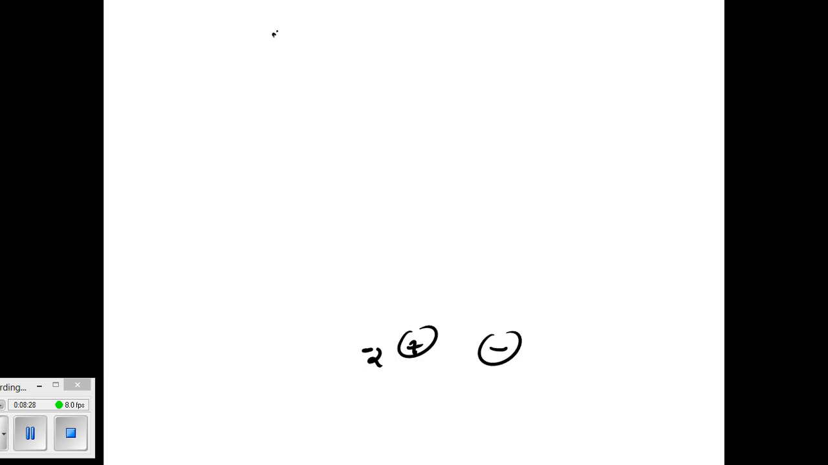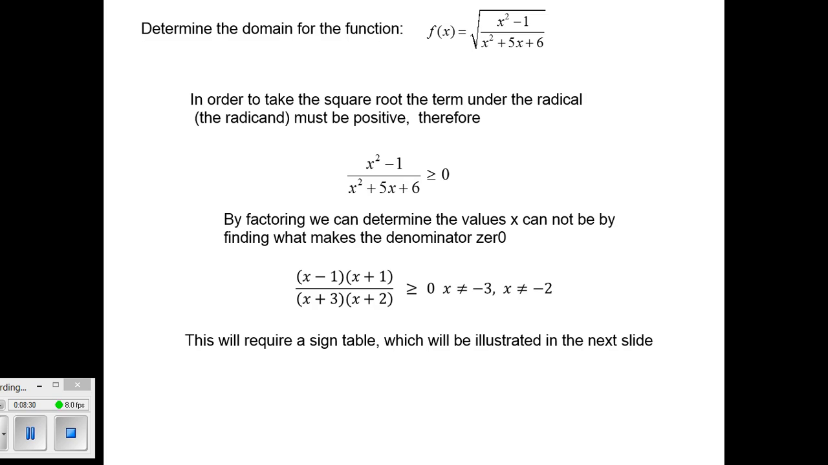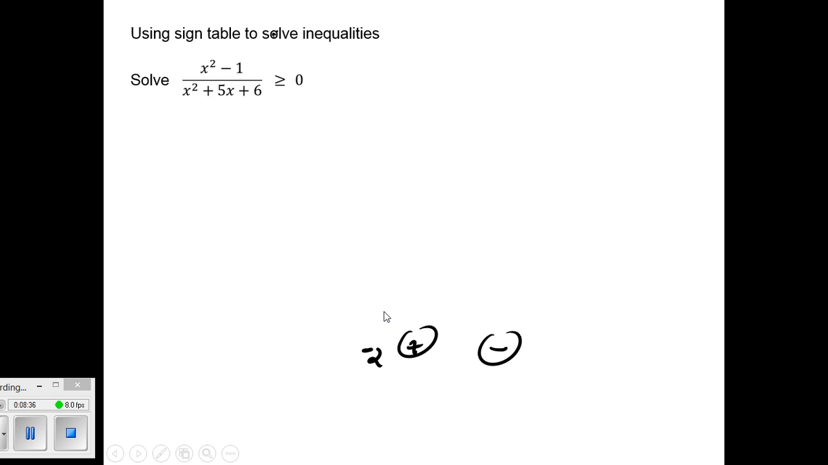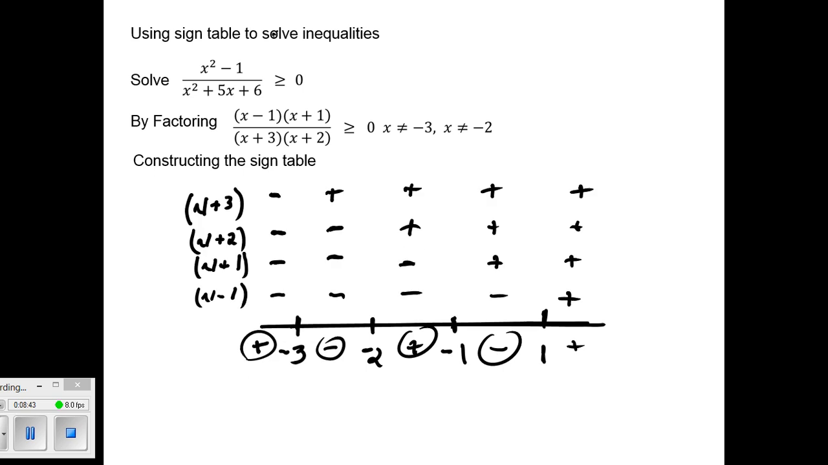Here we go. The sign table built on this expression. When is that greater than 0? Okay? So here it is. Here's the expression. That needs to be greater than 0. There it is in factored form. Okay? Here's the sign table coming. All right? Hopefully this should not be an issue trying to generate this sign table at this point.